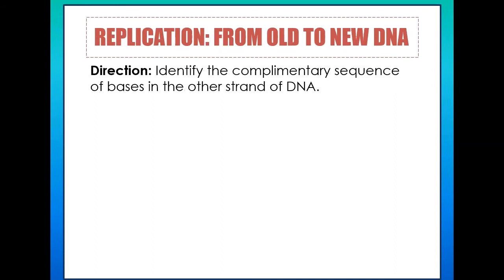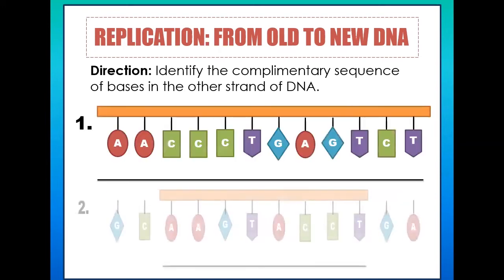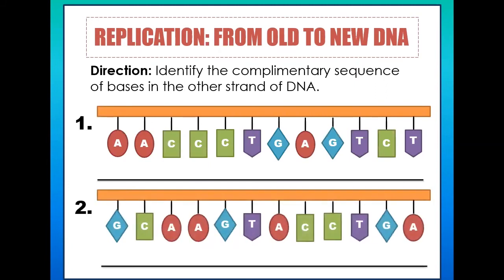Now, for the direction, identify the complementary sequence of bases in the other strand of DNA. So our given here are just strands, portions of your DNA strand coming from an old strand. Now here, for number 1, we have A, C, C, C, T, G, A, G, T, C, T. So that is the sequence, complementary sequence. For number 2, G, C, A, A, G, T, A, C, C, T, G, A.